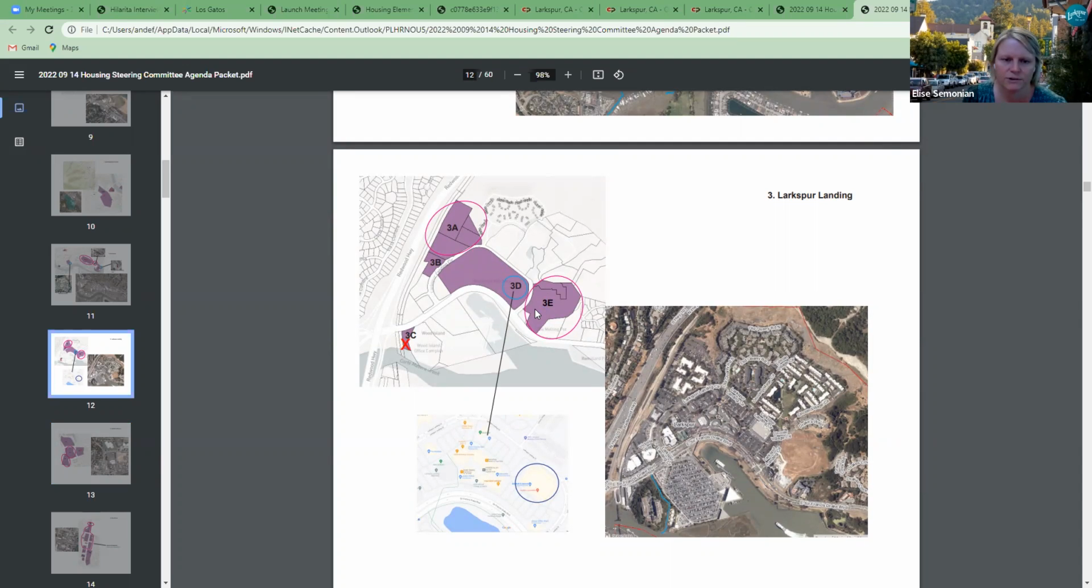And then we have owner interest in developing 200 units of housing at 3A, which is important too. So that would be tucked at the back of the site over a parking lot adjacent to the hillside area. So I think Larkspur Landing is just the most promising area to develop because we believe it could accommodate higher densities in terms of larger buildings.